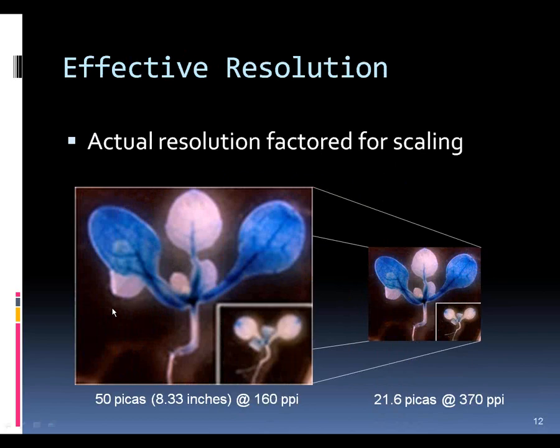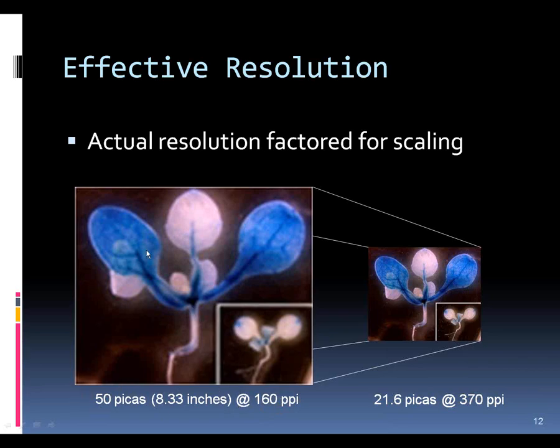A key term when talking about resolution is effective resolution, because resolution is dependent on the size of the image. Resolution and size are actually kind of the same thing. To show you what I'm talking about, say we wanted to print a figure at 50 picas wide, which would be 8 1/3 inches, and that image was 160 pixels per inch at that size.